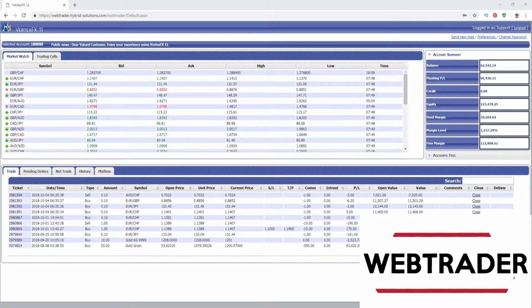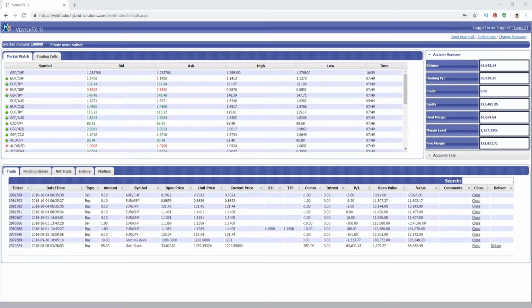VertexFX Webtrader is your anytime, anywhere, any operating system gateway to your trading accounts. VertexFX 11 Webtrader has many enhancements over the overall performance, allowing you to trade with ease.